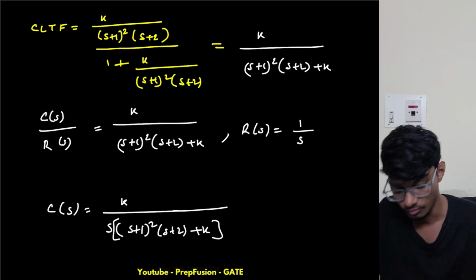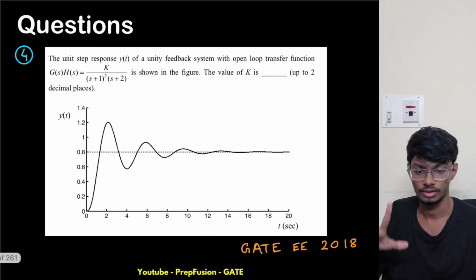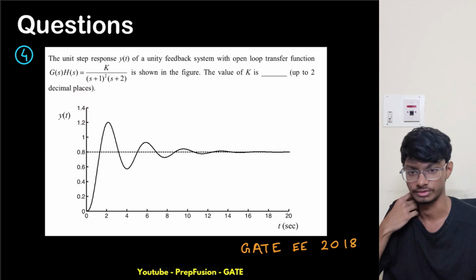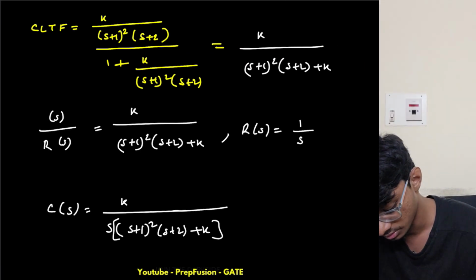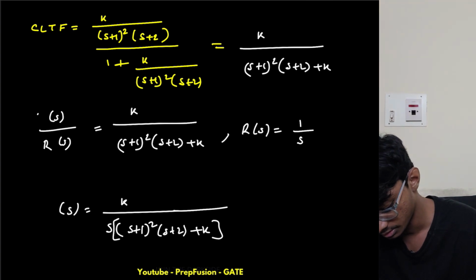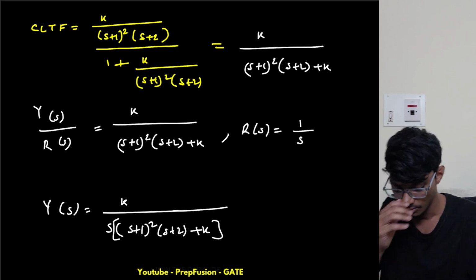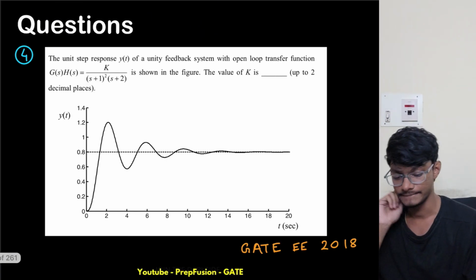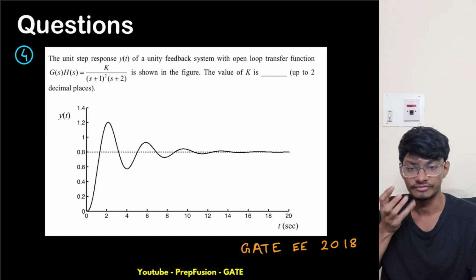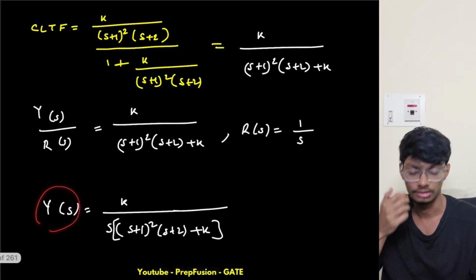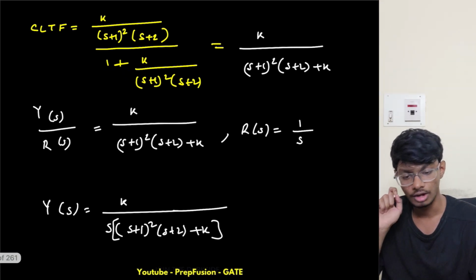Okay, now what do I know? I know the steady state value of this output, Y of t. Okay, this is written Y of t, so I have to write Y of t here. Sorry, so we'll write Y to go with the convention. At the output, the constant value is only 0.8. So if I find a steady state value and apply the final value theorem, then I will be able to solve this.